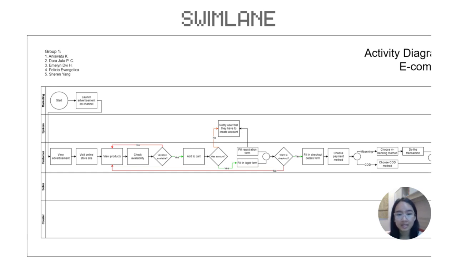Then the customer is expected to see the advertisement, and for the customer that is attracted, they may visit the online store site, which is our application. Once they see an attractive product, they may check the availability through our application feature. If no, then they may go back to see another product. If yes, then they can proceed to add to cart.